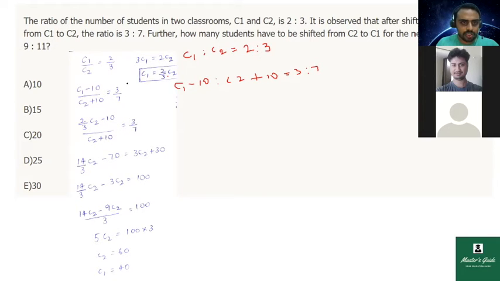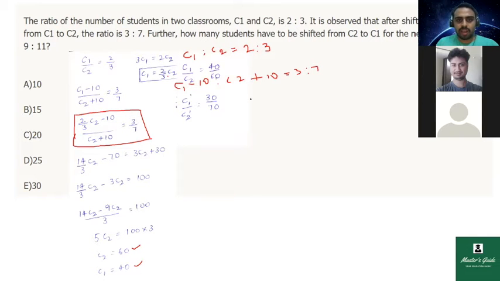For C1, I already have a relation here because C1 is to C2 is already given as 2 by 3. So I'm just substituting for C1 so that I can find out C2. I substituted it, simplified it, and found C2. If you want me to go through how I simplified, I can, but I think once this is done, it should be simple, right? So I got C2, and if I substitute C2 here, I'll get C1. So now I have C1 and C2.